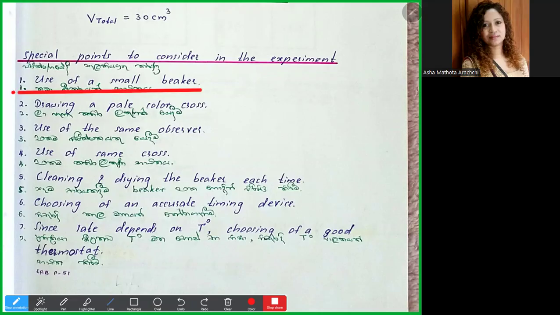Number 1. Use of a small beaker. Number 2. Drawing a pale color cross. Why is that? Small beaker, pale color cross.